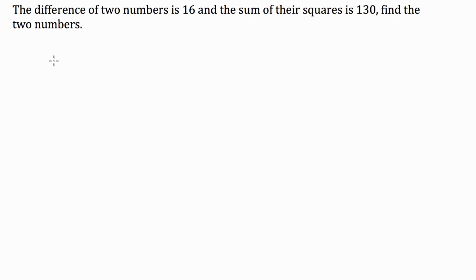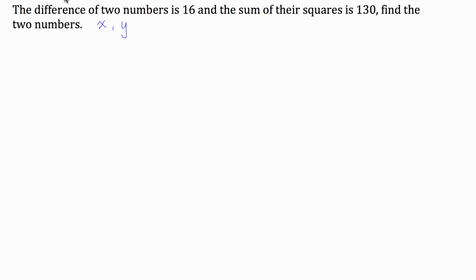Okay, we've got two numbers whose difference is 16 and the sum of their squares is 130. Find the two numbers. Okay, we're going to call the two numbers x and y to start with. And the difference of the two numbers is 16.